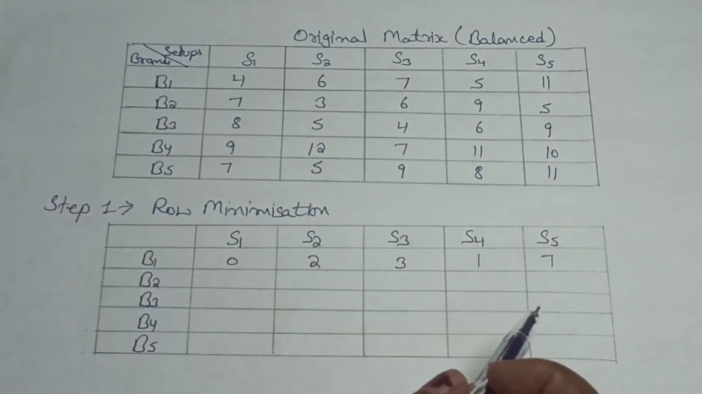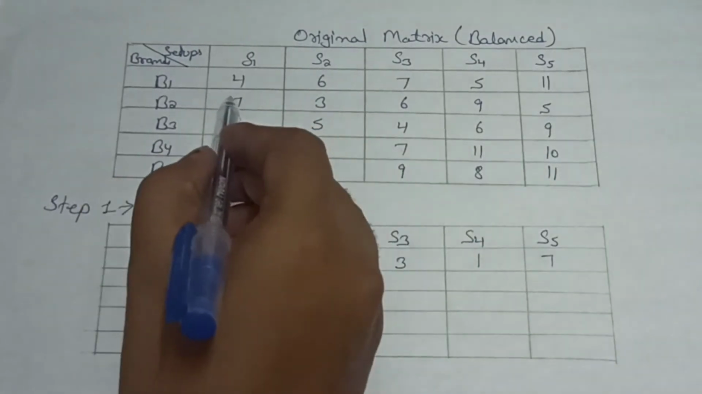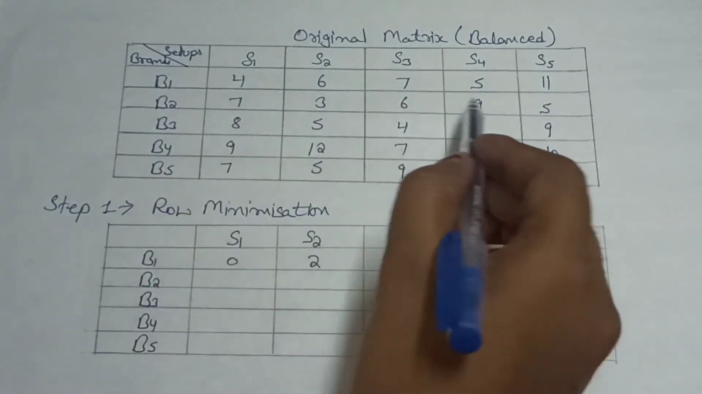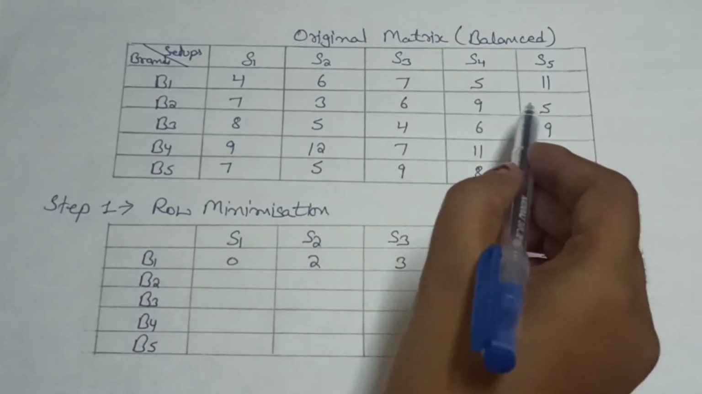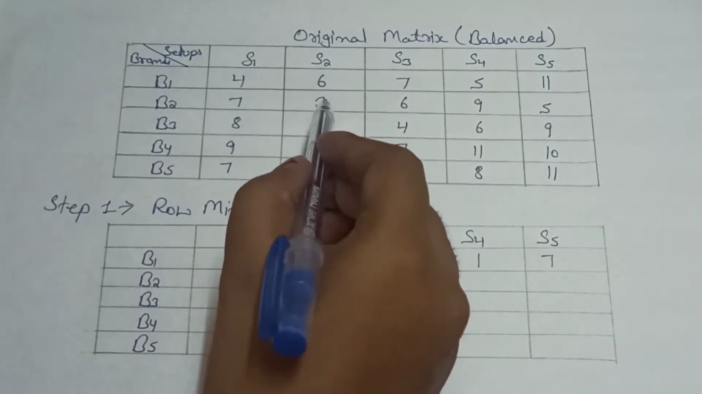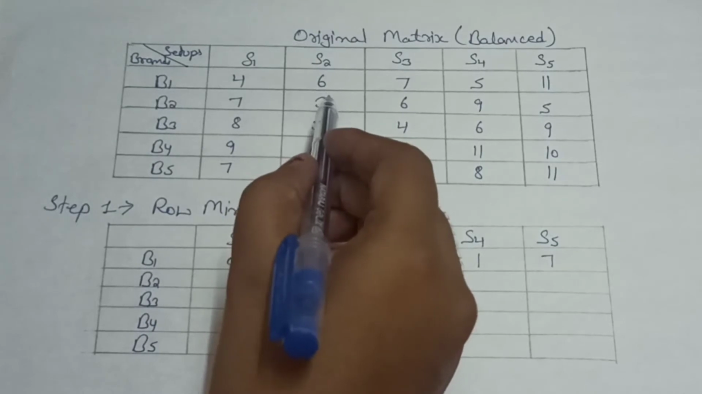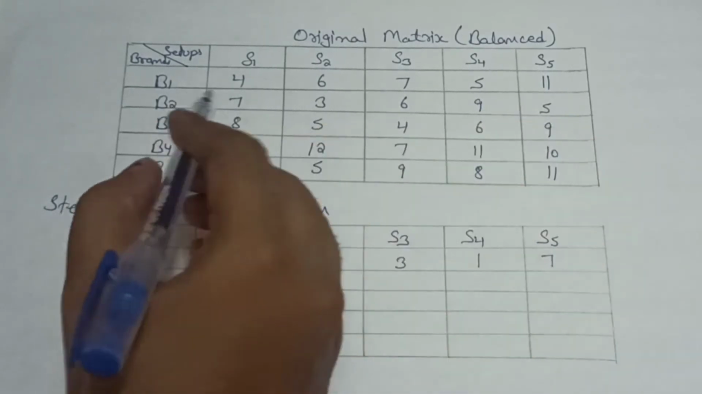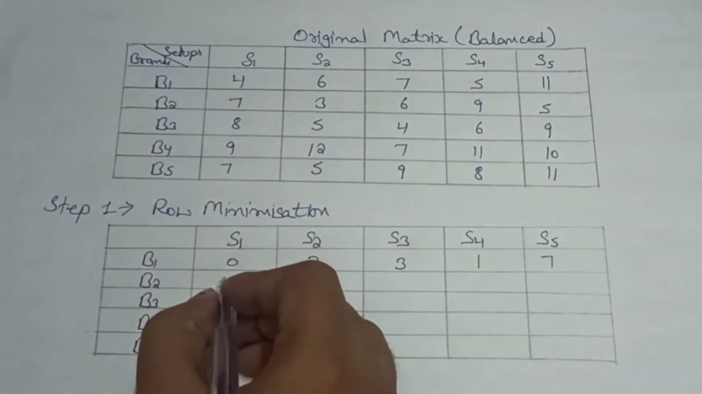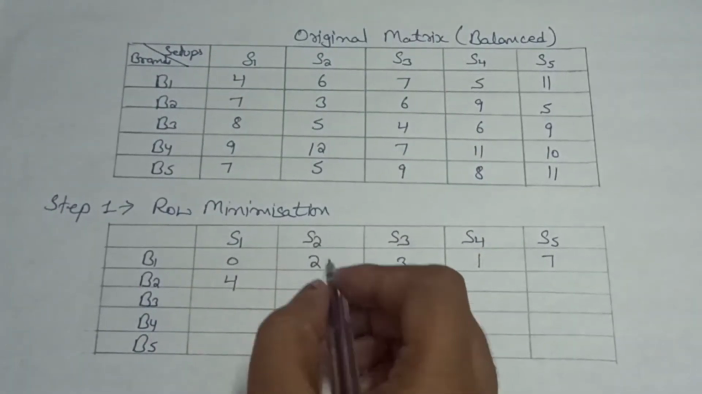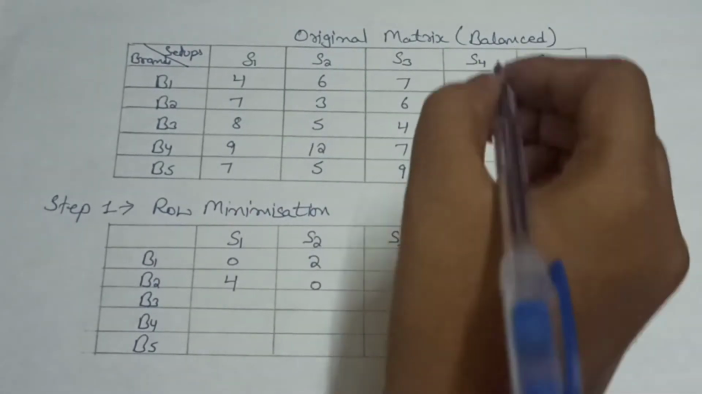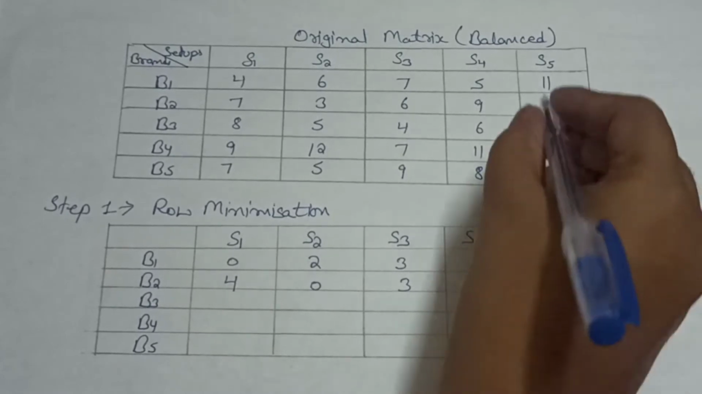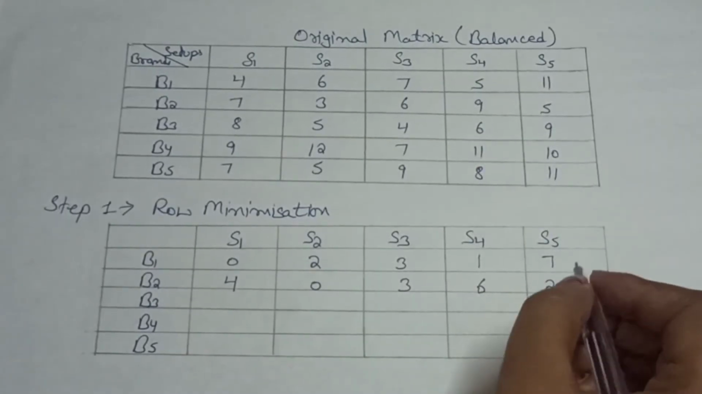Same process we will repeat with the second row. In this second row, you can see the smallest element is 3. Like 7, 3, 6, 9, 5. You can see 3 is the smallest element. We will subtract this 3 from all these elements. 7 minus 3 is equal to 4. 3 minus 3 is equal to 0. 6 minus 3 is equal to 3. 9 minus 3 is equal to 6. 5 minus 3 is equal to 2.